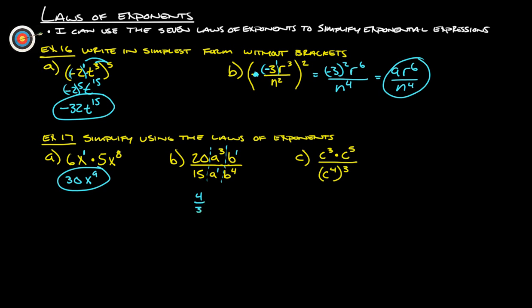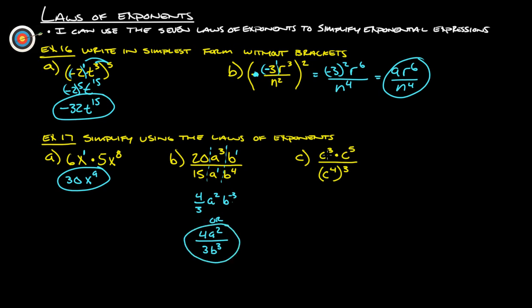A to the third over a to the first, 3 minus 1 is a squared. B to the first over b to the 4th is b to the 1 minus 4, b to the negative 3rd. So we could write it like that. Probably a better way would be, since we have a 4 over a 3, 4a squared. 3 is already on the bottom, and let's move this b to the 3rd down to the bottom, and b to the negative 3rd turns into b to the positive 3rd on the bottom. So that's probably our best bet.